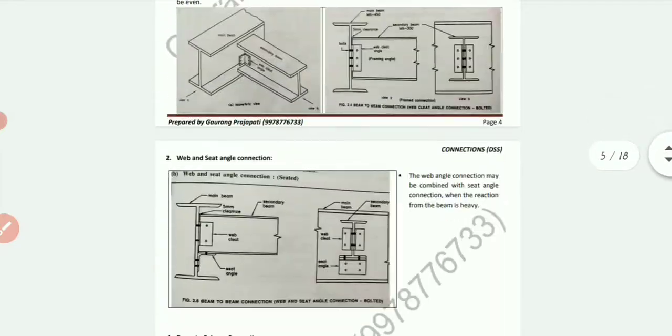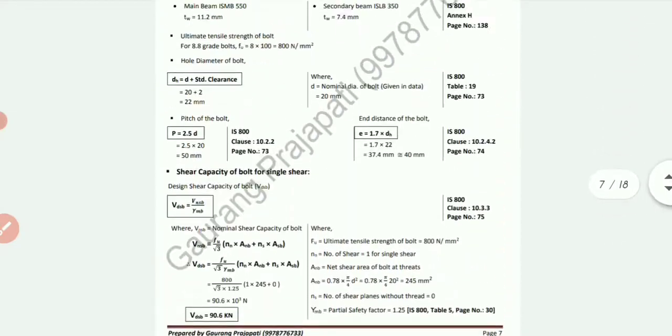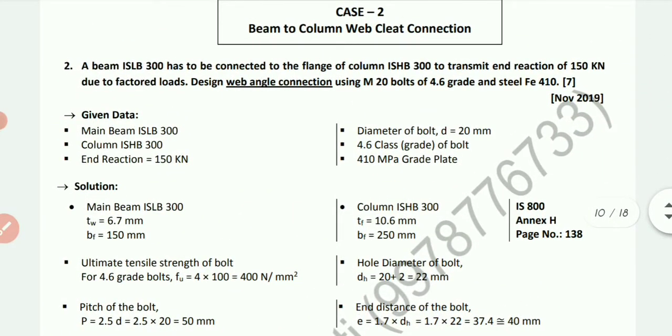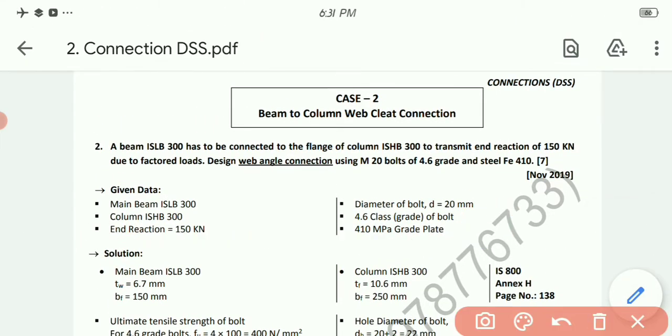In the previous two videos we have covered the theoretical portion as well as the first design, that is the beam to beam web cleat angle connection. Now in this video we are going to cover the beam to column web cleat angle connection. So let's start with the design.